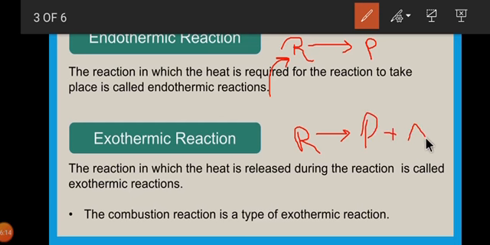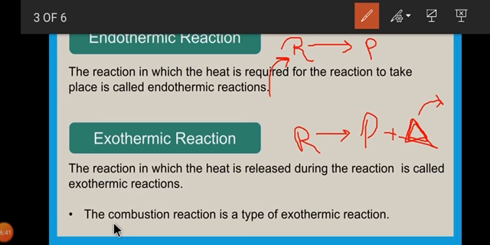Heat is represented by this small triangle known as delta. So this symbol in science represents release of heat. So when product plus heat is released, that is the exothermic reaction. That means heat is released in these kinds of reactions, known as exothermic reactions. Okay, I hope you all have understood.